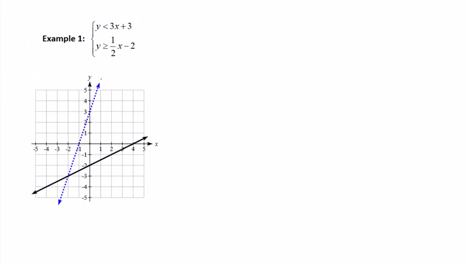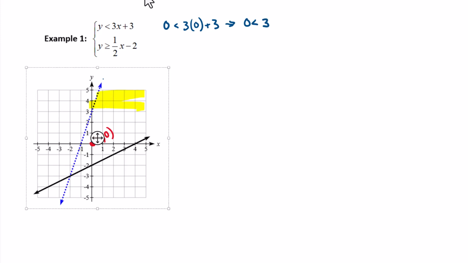This dotted blue line represents this first inequality. We need to pick a value, doesn't matter which side, but I'm going to pick an easy one to substitute in. I'm going to pick 0, 0 as the coordinate point to see if this is true. When I substitute 0, 0 in, I get 0 is less than 3 times 0 plus 3, which is a true statement. 0 is less than 3. I know that this right side of the line is the shaded region for my first inequality.